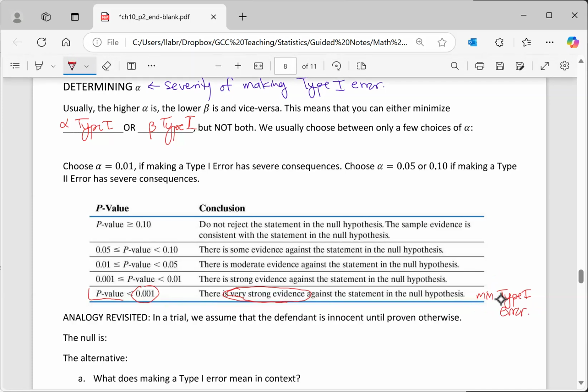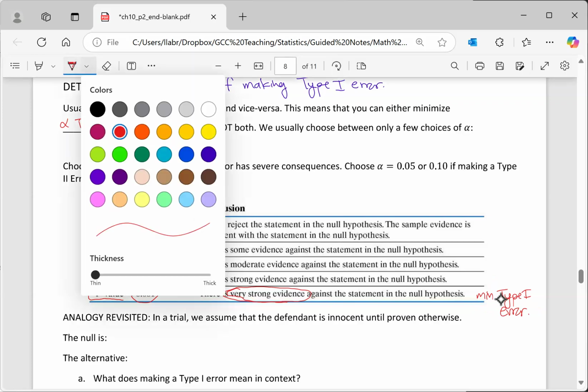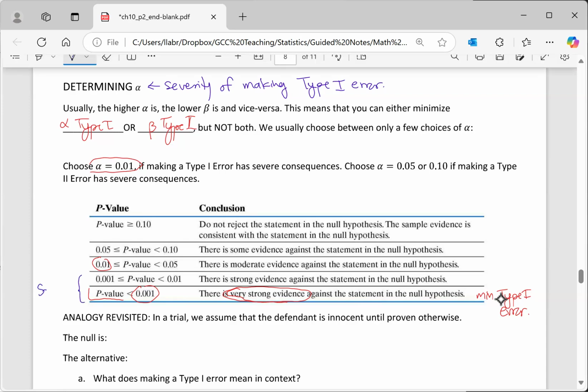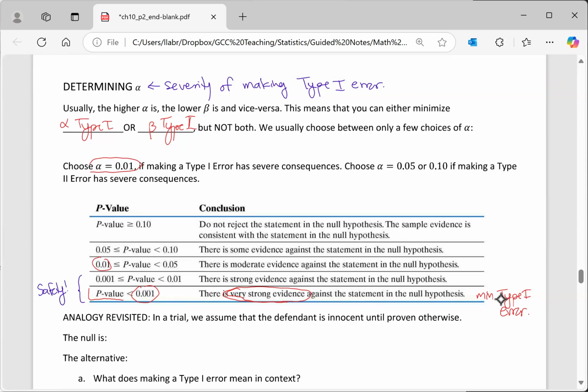So again, the idea is if making a type 1 error has severe consequences, make alpha very small. For us, very small could be 0.01 or 0.001. That would be like airlines trying to ensure that their flights are safe, or medical devices trying to ensure that a product won't kill anyone. So this would be more like safety. Whenever safety is a concern, and committing a type 1 error is very, very serious, you want to let alpha be between 0.01 and 0.001. And what that means is that you're more likely to commit a type 2 error, but that's okay.